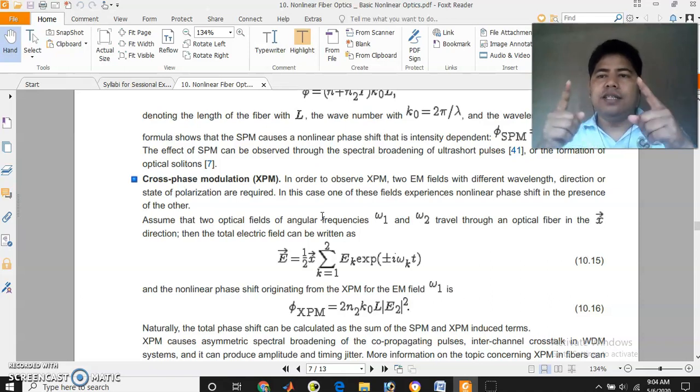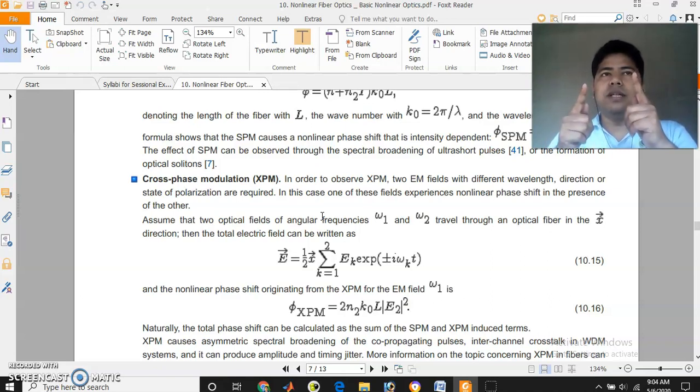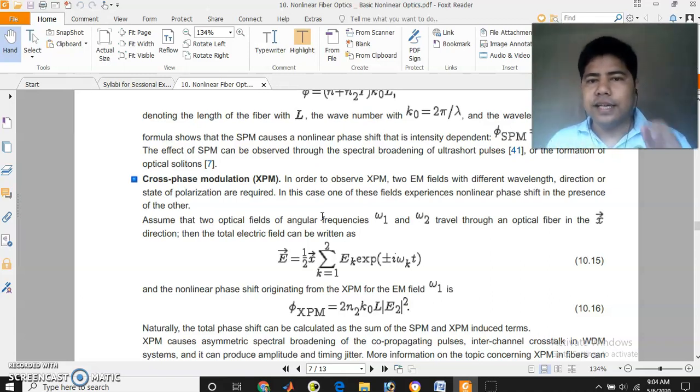Okay, so these two waves that you have applied to an optical fiber will change each other's phase. If that is happening, there will be a change of phase in both the pulses, and that will give us a large number of new frequencies. If the number of frequencies keeps increasing, then the pulse will be broadened enough. So that is another part.